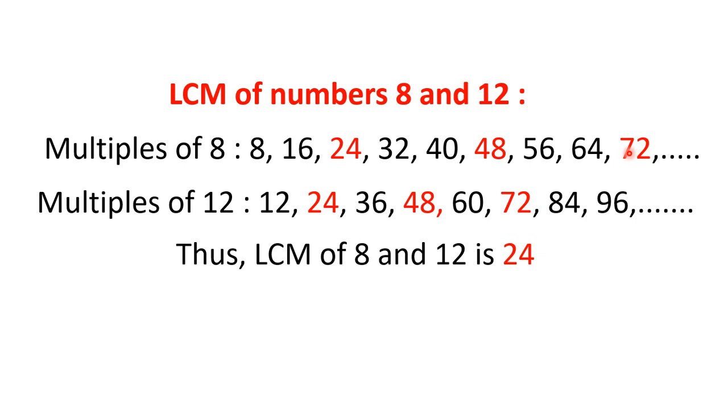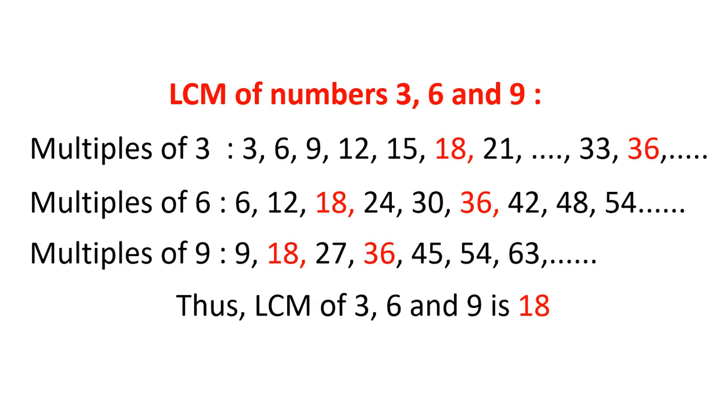They have been highlighted in red color. So 72 is here, 72 is here. 48 is here, 48 is here. 24 is here, 24 is here. So we see that these multiples are common. 24 is common, 48 is common, 72 is common. But as per the definition, we have to look for the smallest or the least multiple, which is 24. Thus the LCM of 8 and 12 is 24.